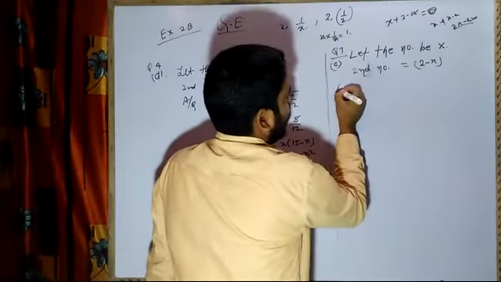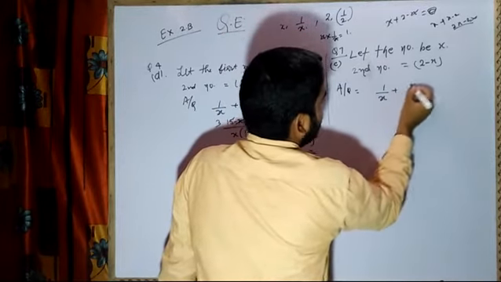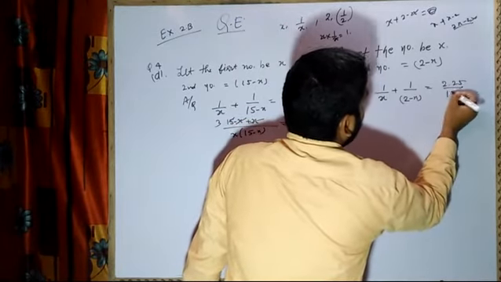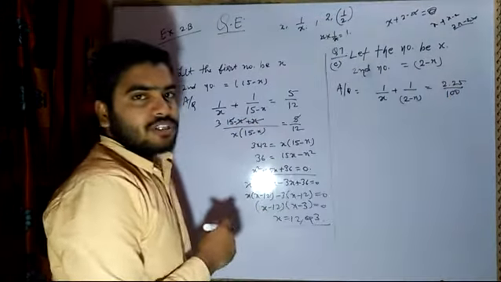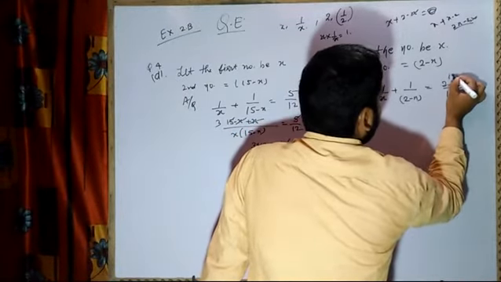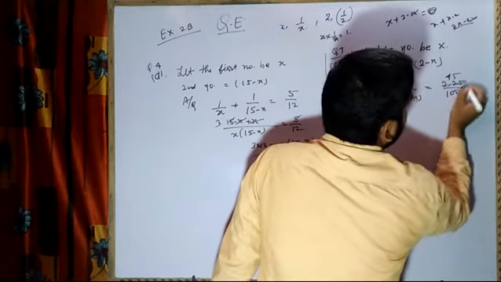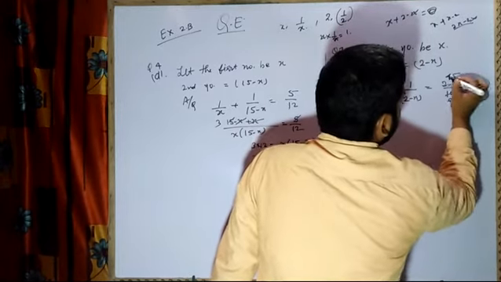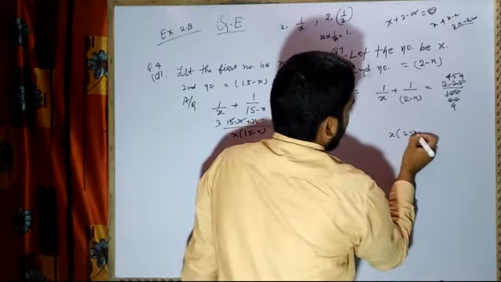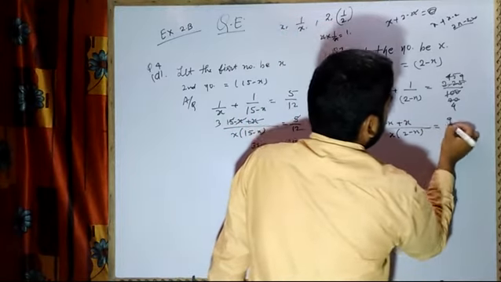Now, according to the question, their reciprocals, that means 1 by x plus 1 by 2 minus x, is equal to 2.25. To remove this decimal, it will be easier for our calculations. So I can write 225 by 100, which is 9 by 4. Here I can take the LCM, I have no other option. So 2 minus x plus x over the product is equal to 9 by 4.